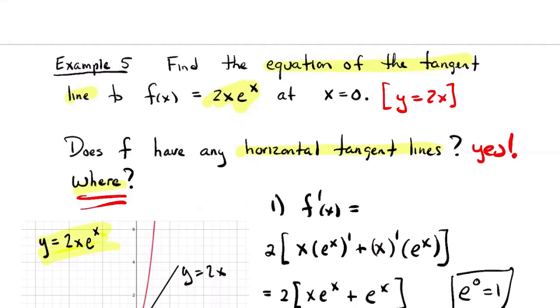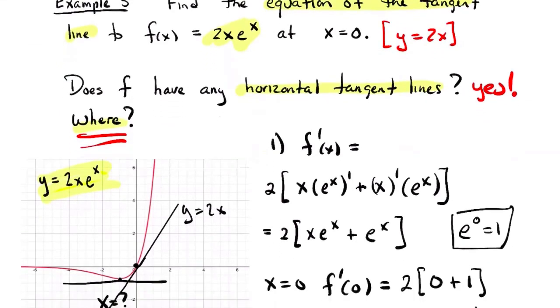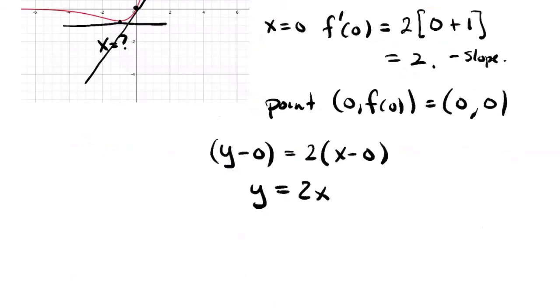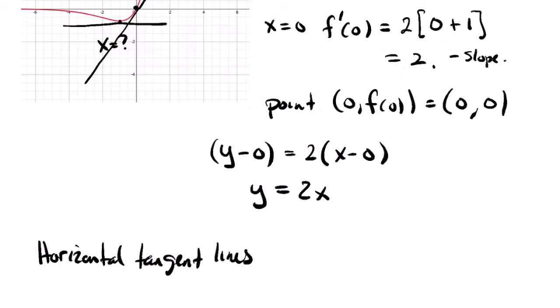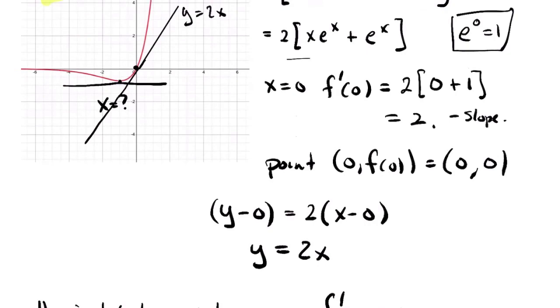Well, we got to know where the tangent slopes are 0. So we're going to translate that question, where does f have horizontal tangent lines, into the question, where is the derivative equal to 0? Sorry, horizontal tangent lines is the same as, that's all I mean by that, f prime of x equaling 0, right? We have an expression for f prime of x. It was 2 times x e to the x plus e to the x.